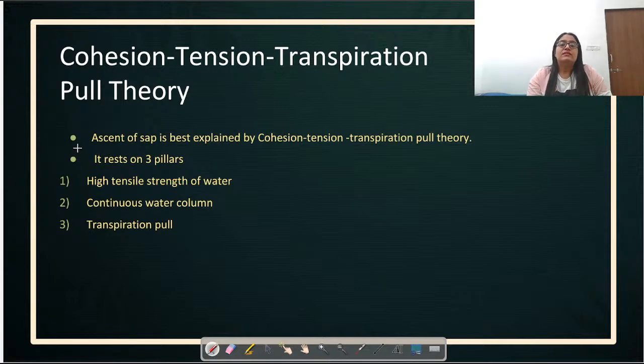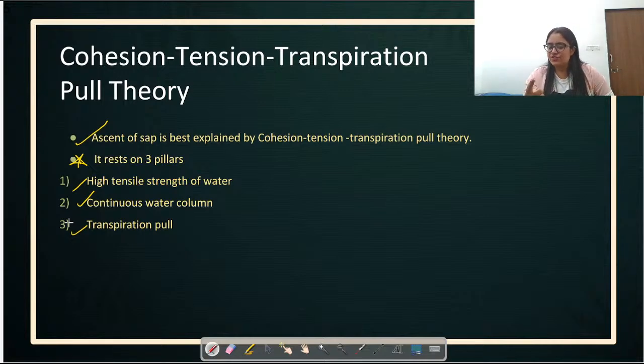So this theory, as you can read out, ascent of sap, please note this thing students, ascent of sap, that means upward movement against the gravity, movement of water and mineral ions, is best explained via cohesion, tension, transpiration, pull theory. Now, this is a theory, hence a theory is going to have some postulates, some points in it, right? So this theory actually rests on these three pillars, right? First is the tensile strength of the water, then continuous water column and transpiration pull. So students, please note this upward movement of water along with the solutes is due to these three important things.